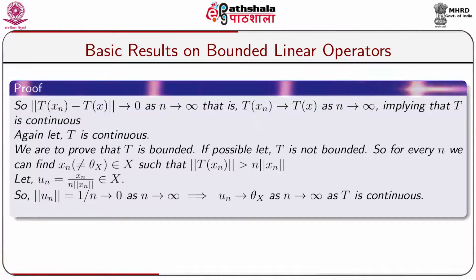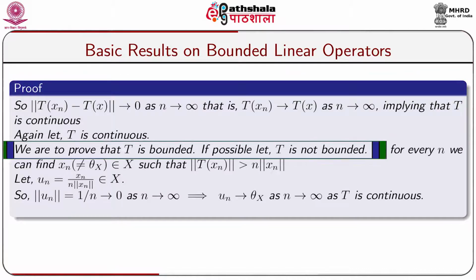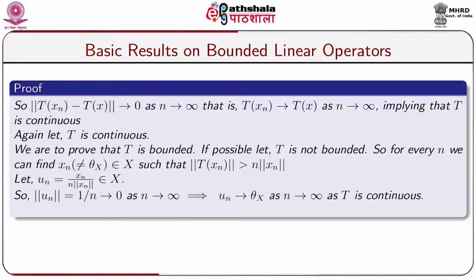Again, let capital T be continuous. So, we have to prove that capital T is bounded. If possible, let T be not bounded. So, for every n we can find x_n which is not equal to the 0 vector of capital X such that norm of T x_n is greater than n into norm of x_n.